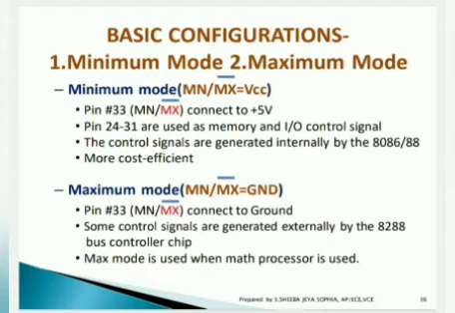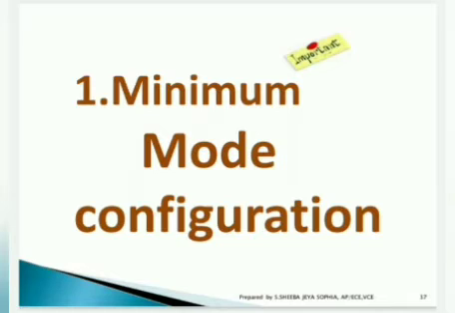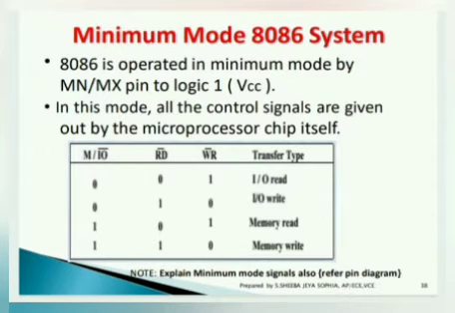Now we are going to see about the minimum mode configuration in detail. As I have mentioned, by giving the supply VCC to the 33rd pin, that is connecting it to logic 1, will make it operate in minimum mode. In this mode, all the control signals are given out by the microprocessor chip itself. Our chip alone controls all the bus signals and it will be generating all the control signals.